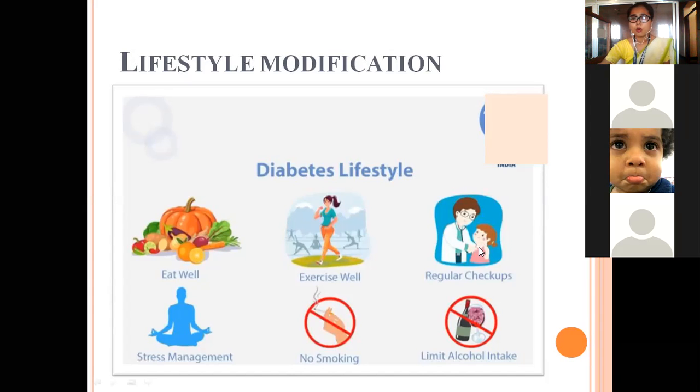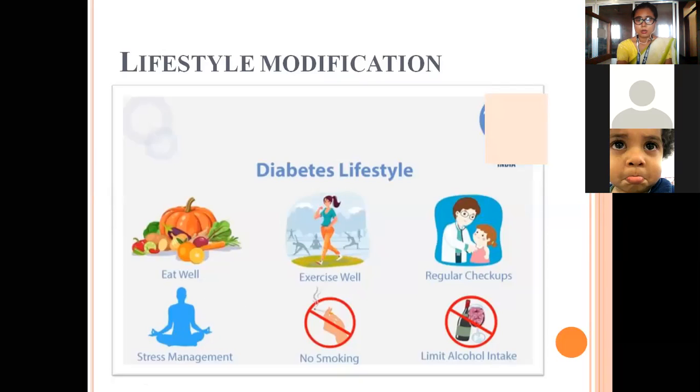Regular checkup, like for those who have risk factors or those who are above 45 years of age, they should do the blood glucose testing. And for those who already have diabetes, either every month or every 3 months, they should test the blood glucose level. And stress management means everybody has stress in our day-to-day life, but we should always try to control and manage our stress. And no smoking and limit alcohol intake.